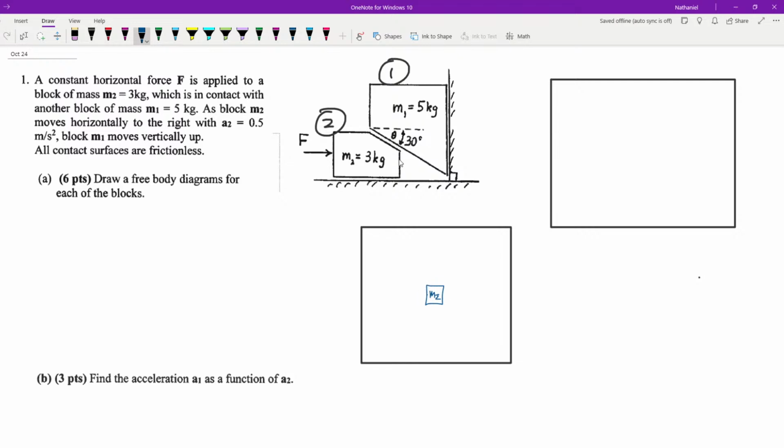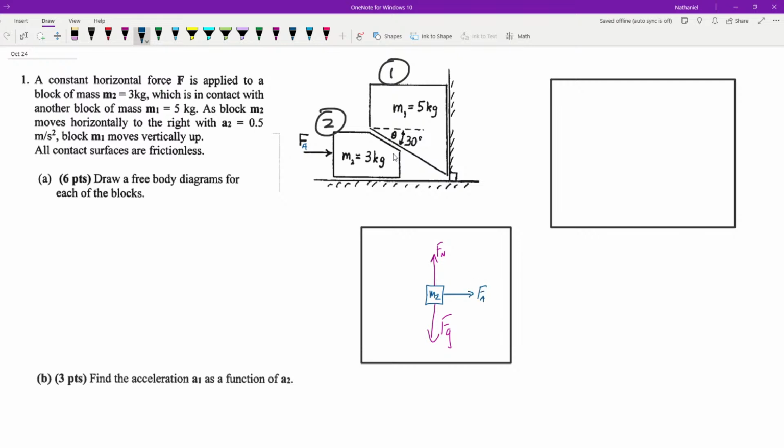So M2. What are the forces that M2 feels? Well, M2 is on Earth, so it feels gravity straight down. Because it's not moving vertically, there must be something opposing that FG. And what is it? It's the surface. But that's not the only thing opposing it. We also have some force coming from M1, but let's not go there yet. Let's talk first about FA. FA is F applied. So F applied is to the right here.